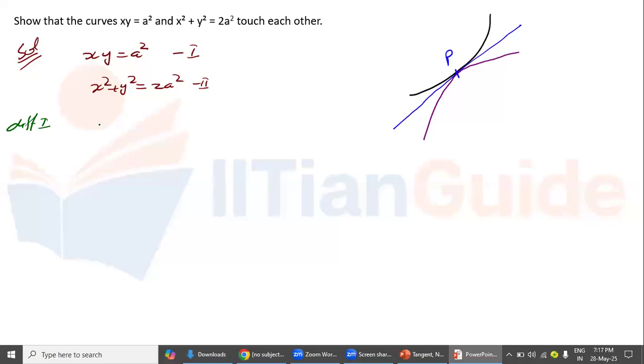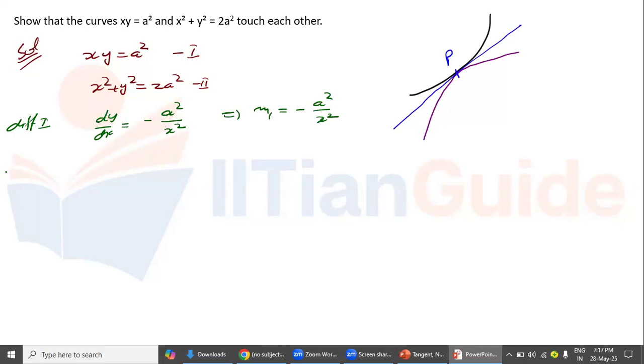Transfer x on the right side, just write dy by dx. That is a square by x. If you differentiate, you are getting a square by x square, and I'm saying that is m1. So I have got the m1, that is minus a square upon x square. This is the slope of the tangent at the point of intersection that I have taken, xy.